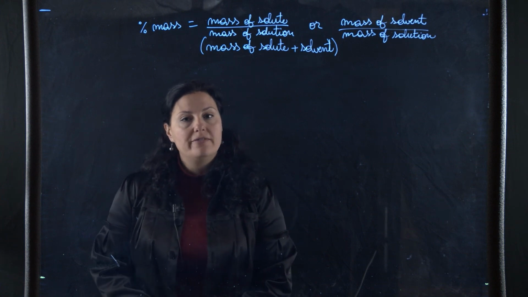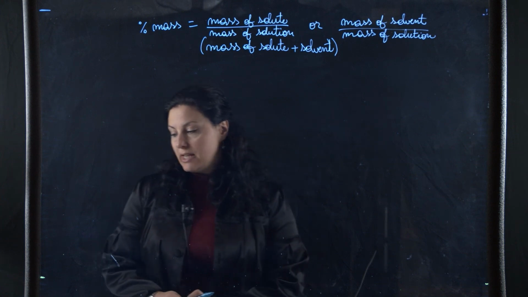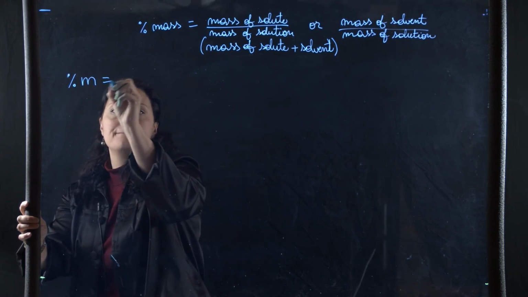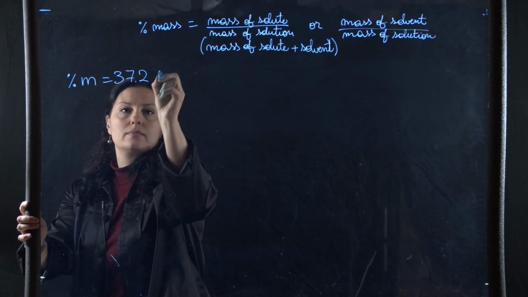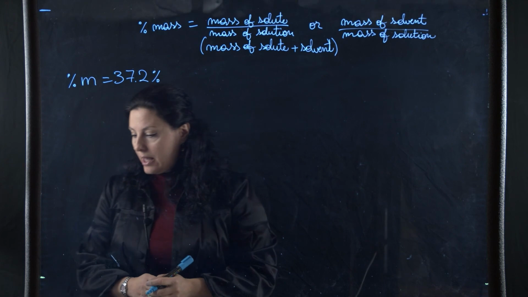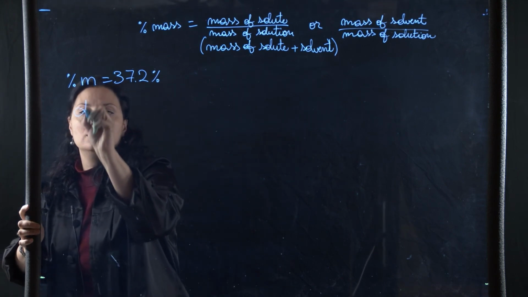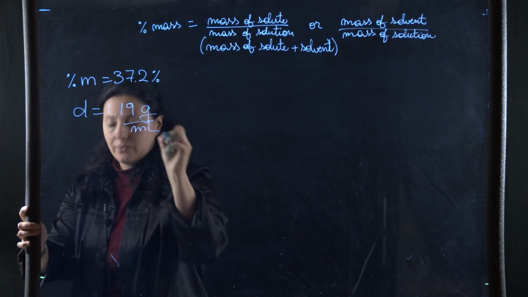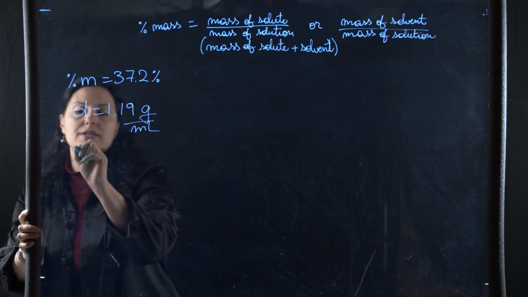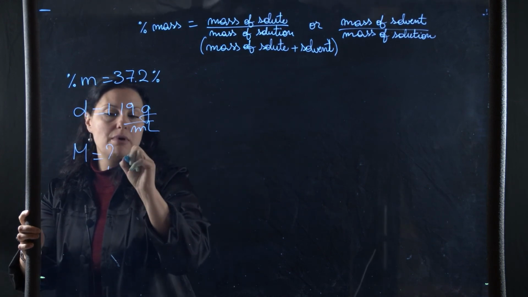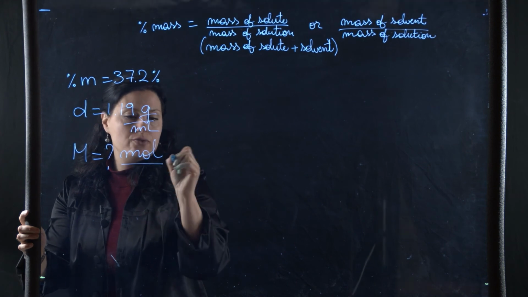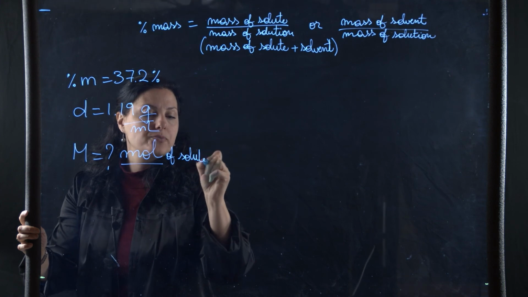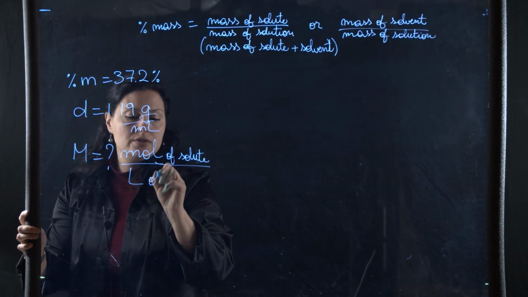Let's take a look at problem 5. If concentrated HCl is 37.2% by mass, and the density of the solution is 1.19 grams per milliliter, what is the molarity of the concentrated solution? So molarity, remember, is moles of solute over liters of solution.